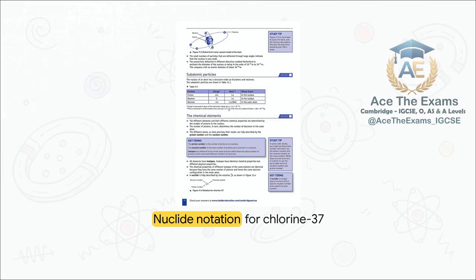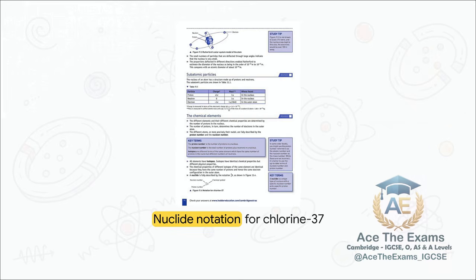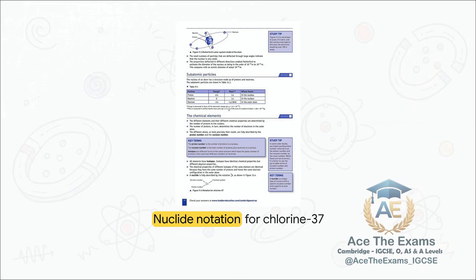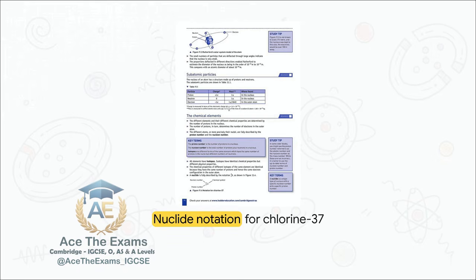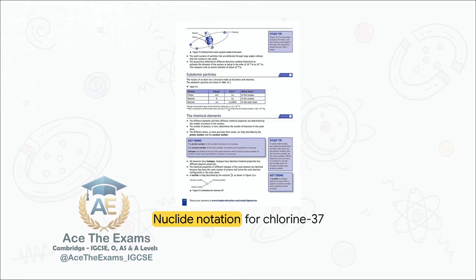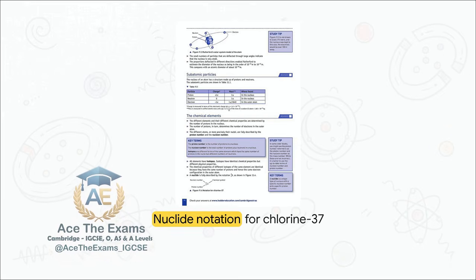The number of protons determines the element's chemical properties because it strictly dictates the number of outer electrons. If a nucleus has 17 protons, it is chlorine. Period. End of story. The top number, 37, is the nucleon number. That's the total number of protons plus neutrons packed into that specific nucleus.